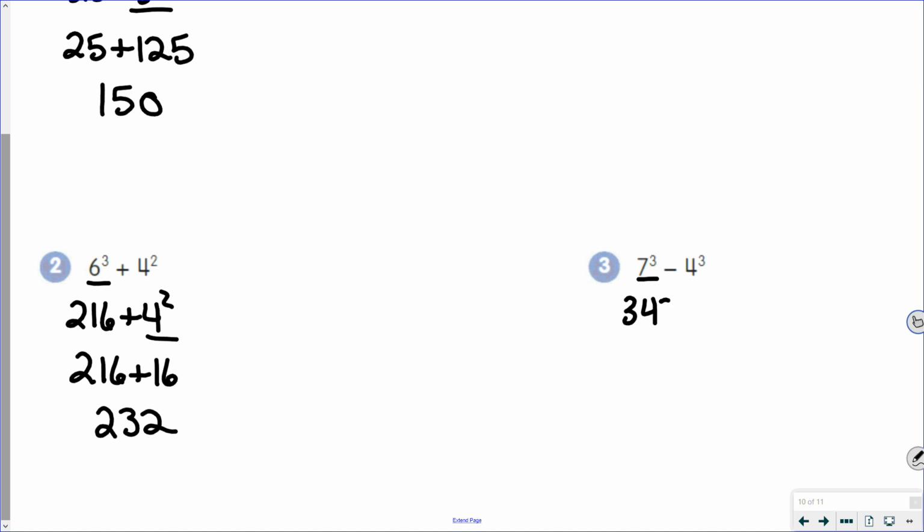7 cubed is 343. We can look back in our notes to find that. We can also look back in our notes to find 4 cubed, which is 64. And we take 343 minus 64. Well, we can't do 3 minus 4, so I need to do some borrowing. 13 minus 4 is 9, and 33 minus 6 is 27. So we get 279.